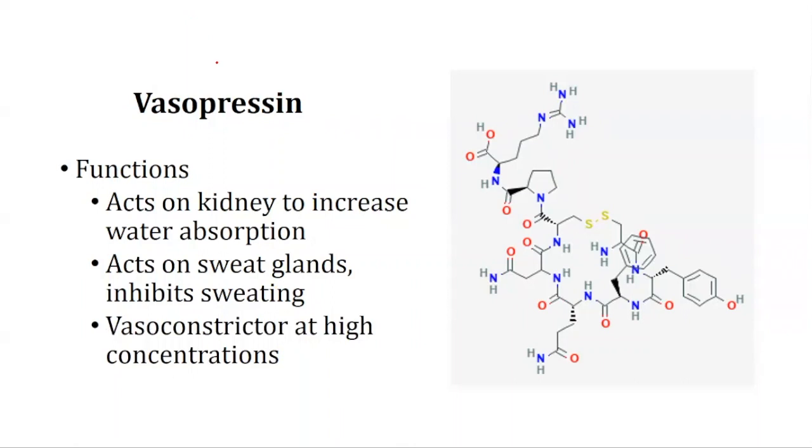Okay, so as we have talked about, another name for vasopressin is antidiuretic hormone. So you can think of this as anti-urine or antidiuresis. You can think of it as anti-urination, where discarding of water is inhibited.